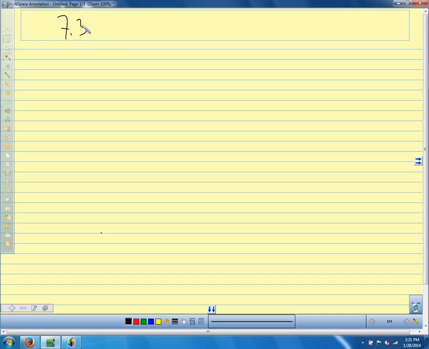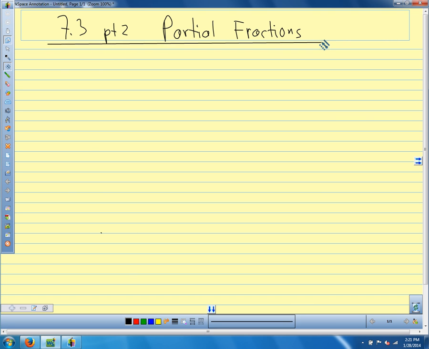So 7.3 part 2, and we're going to talk about partial fractions. Now the idea that we're talking about today, partial fractions, is related to rational functions that we talked about in chapter 2, and it's also related to systems of equations.